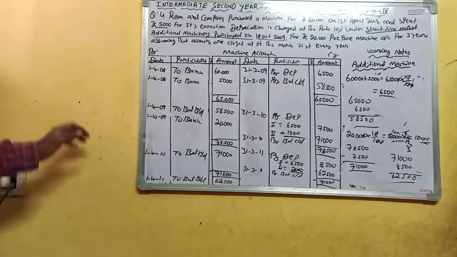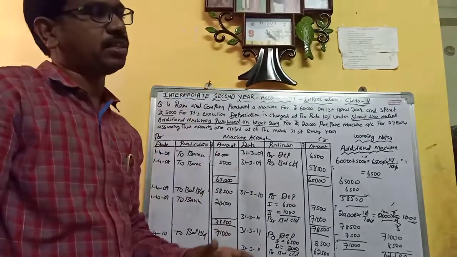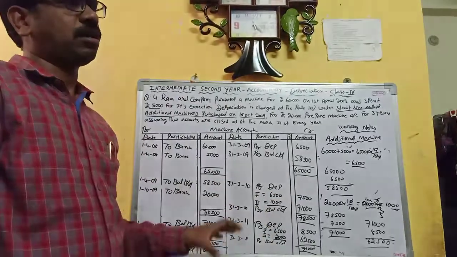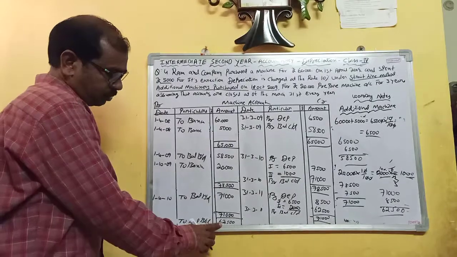This is how we calculate depreciation whenever we buy an additional machine in the middle of the year. After completing 3 years, our total machinery value is 62,500.